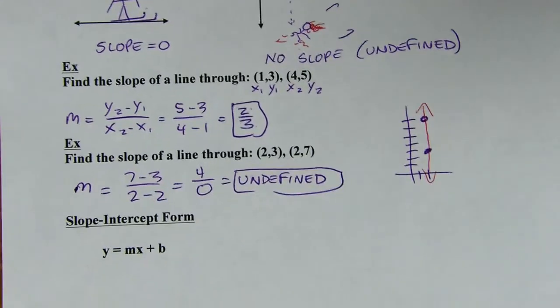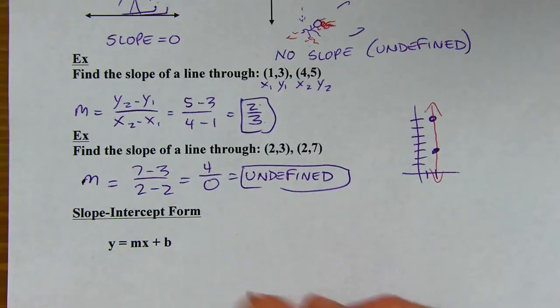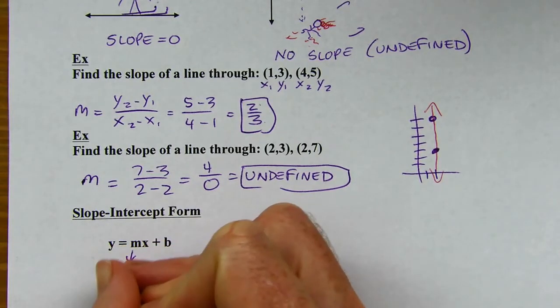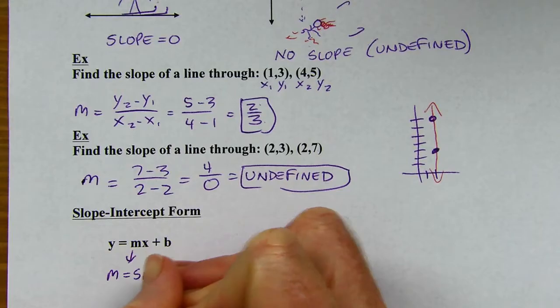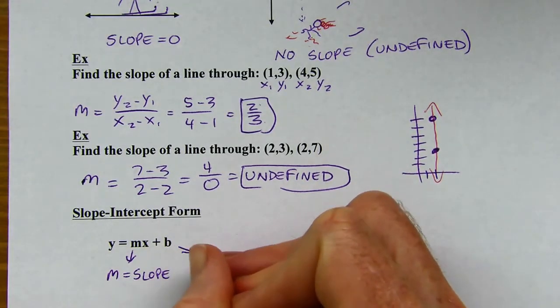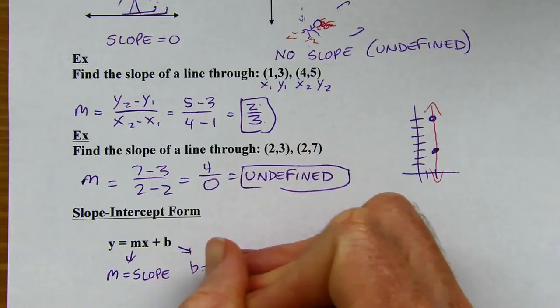Okay, so let's move on to slope-intercept form. I know you've seen this before, but it's back. So the m is the slope. The b is going to be the y-intercept.